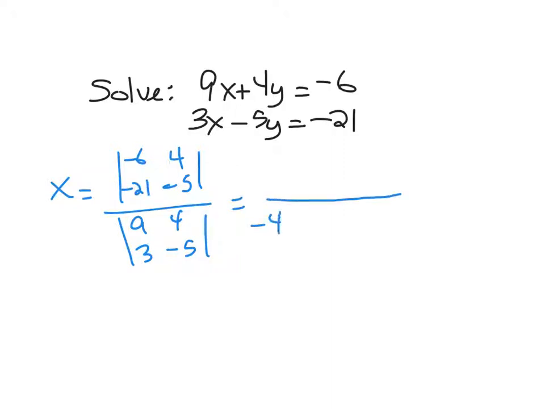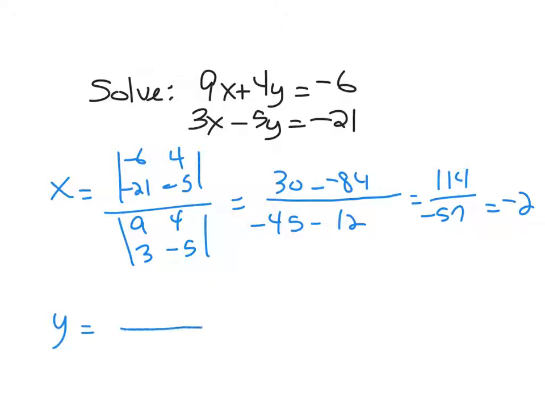I'm just going to work these out. On the bottom, I get negative 45 minus 12. Just doing the determinants like we did earlier. That's 30 minus negative 84. So it's going to give me 114 over negative 57, which is negative 2. Guys, that's your x already. So now I'm going to do the y. Now the beauty of the y is on the denominator, I should have the same coefficient matrix, and I've already worked it out, and I got negative 57.